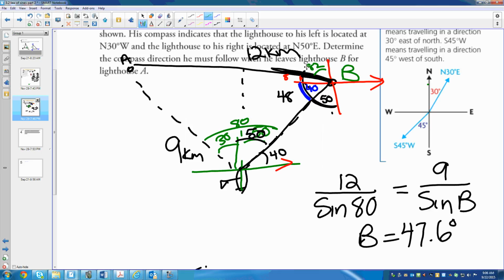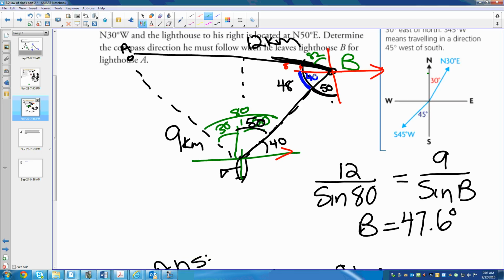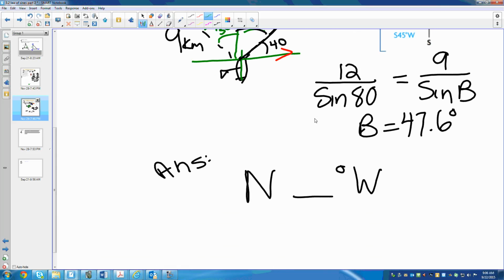So whenever we do this, to give your direction, you always look, am I closer to north? Am I closer to south? Then you figure out how many degrees you're going the other direction. Okay? So our answer is north, 82 degrees west. Is this okay? Then you could say just northwest, because 45 is directly in the middle.